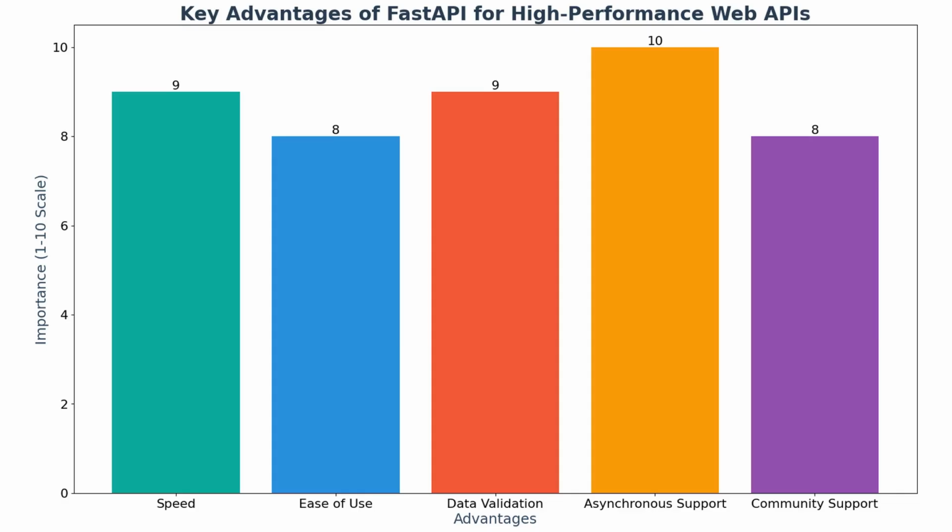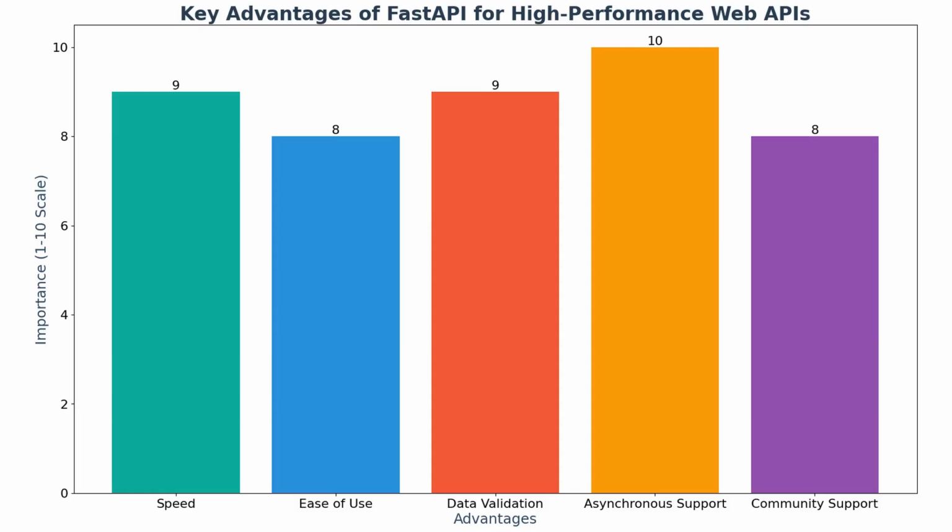From these figures and their relative heights, we can conclude that FastAPI's strengths are heavily weighted toward asynchronous operation and robust data validation, while developer productivity and community resources remain key supporting factors.